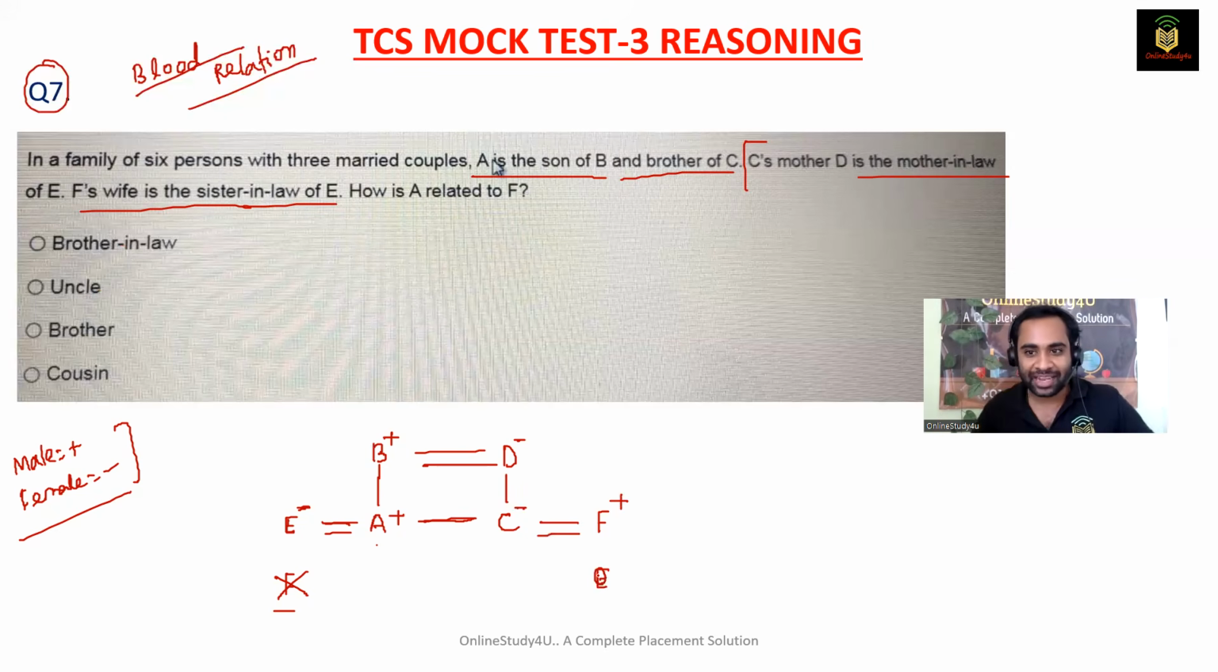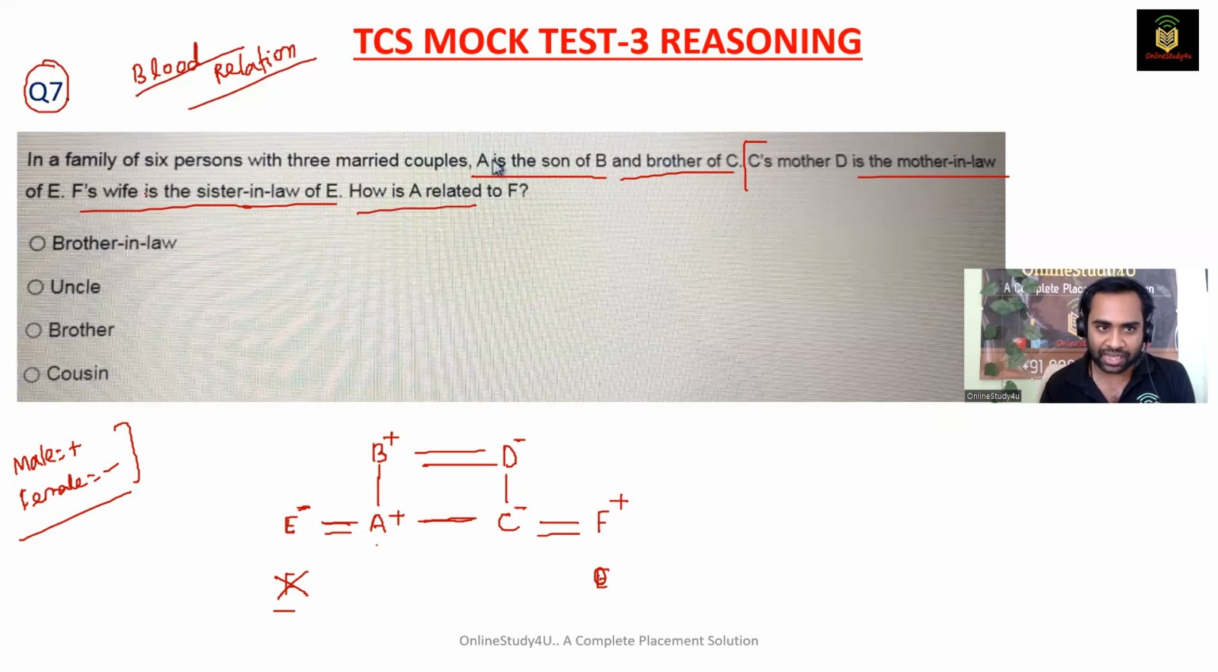So these are the 3 pairs. If you have any doubt here, the comment box is open for you. Please let me know. Then how is A related to F? One more thing you can see here: F's wife is the sister-in-law of E. That is also true. So A's sister's husband is F. That means A will be nothing but the brother-in-law of F.